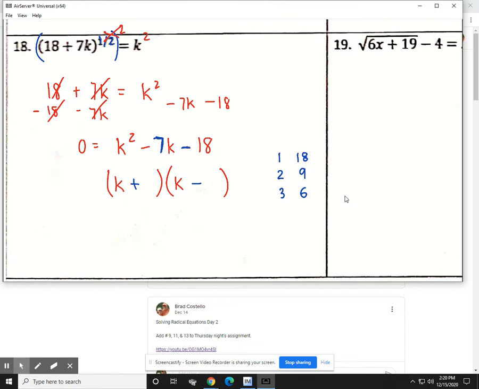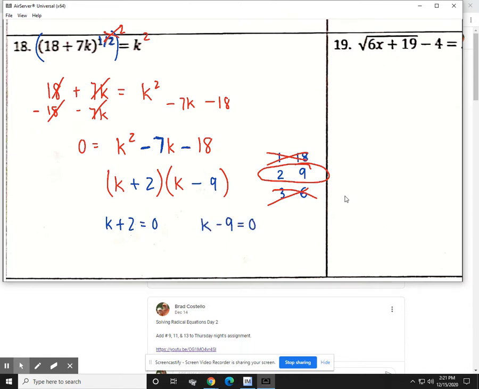So I look at all these examples. Which ones will go against each other to get 7? 1 and 18 give me 17. 3 and 6 give me 3. It has to be 2 and 9. The gap between 2 and 9 is 7. So the last thing I do is I recognize that this is a minus 7. Negative wins when you combine these two. So therefore, negative has to go with the bigger of those two factors. So negative has to go with the 9, and 2 has to go with the plus. So my two factors that I'm setting equal to 0 are k plus 2 and k minus 9.